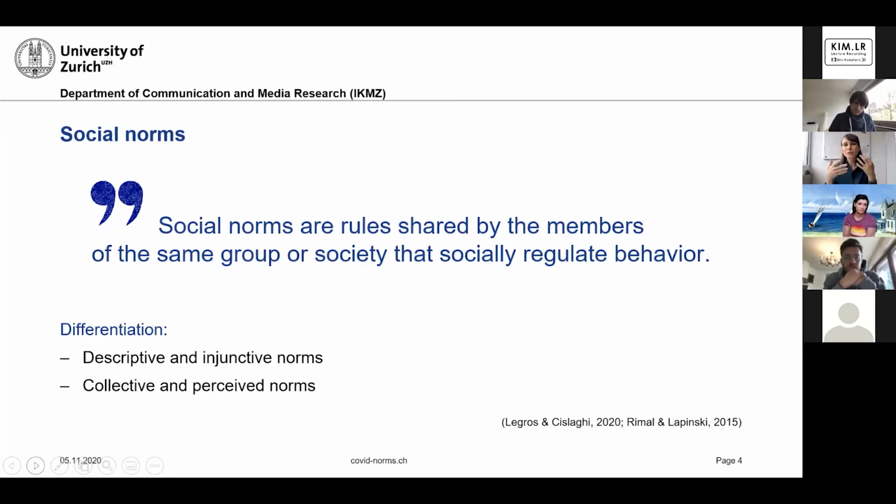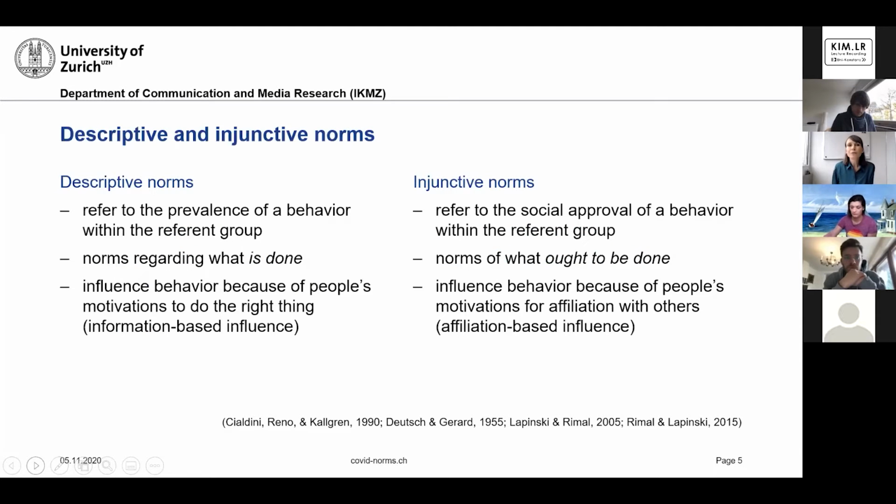To gain a more differentiated understanding of norms, it is required to differentiate them with regard to descriptive and injunctive norms and collective and perceived norms. Descriptive norms refer to the prevalence of a behavior within the relevant group, and they indicate what is done in this group. They are sought to influence behavior because of people's motivation to do the right thing, so their impact is actually an information-based influence.